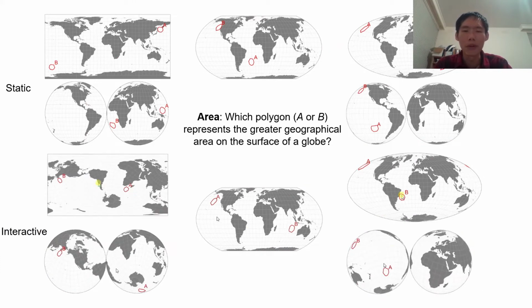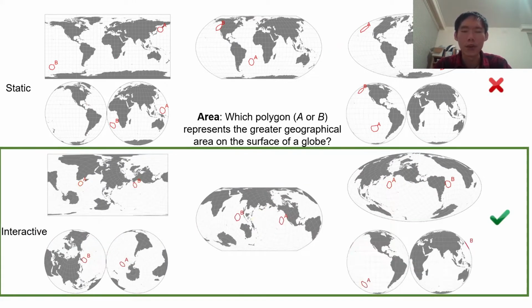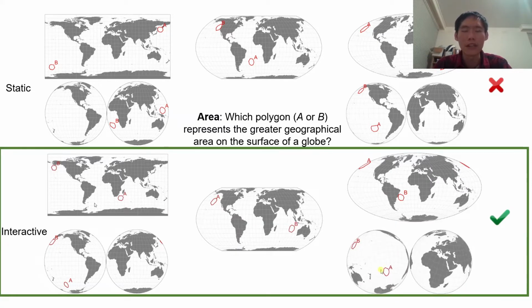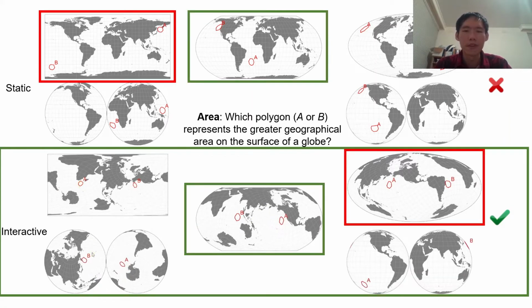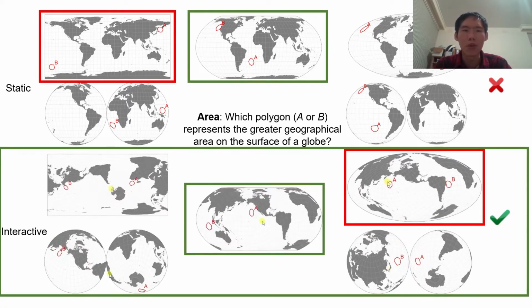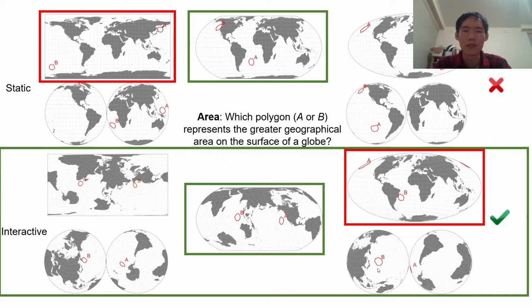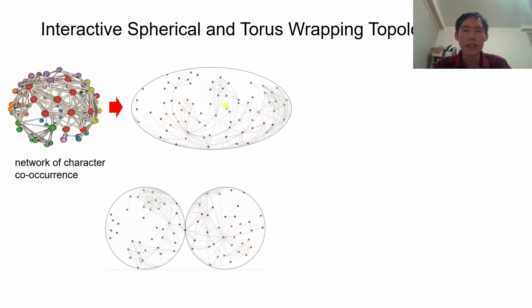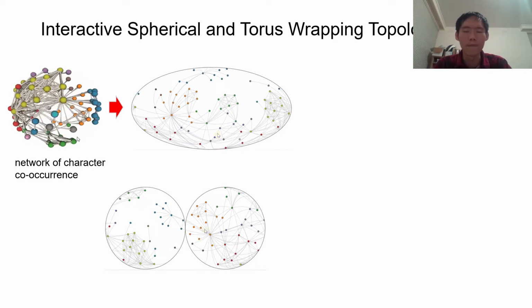For area comparison, interactive projections are more accurate than the corresponding non-interactive projections, but slower than the static. Equal Earth is slightly faster than Hammer or equirectangular with small effect sizes. For networks, interactive projections can be used to reduce discontinuity or distortion.